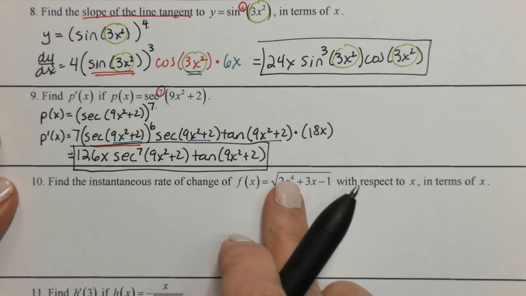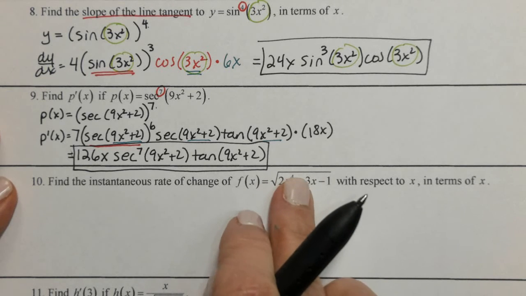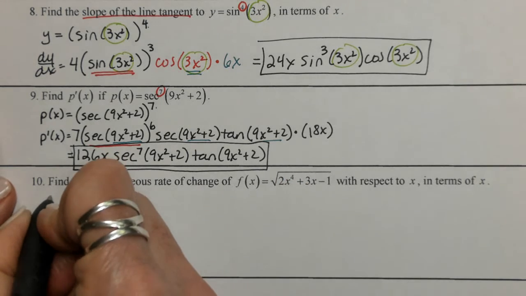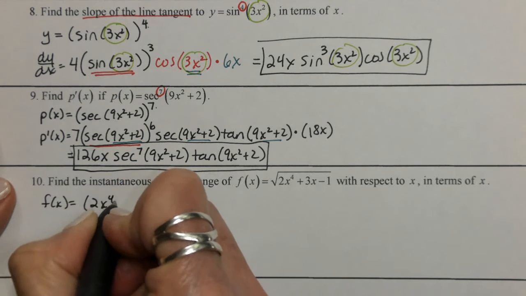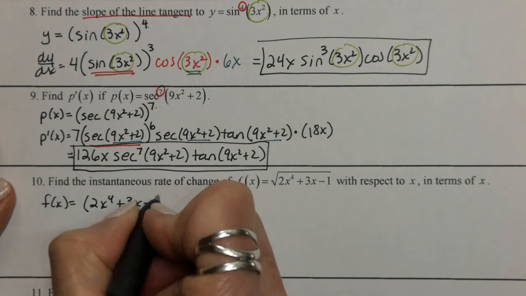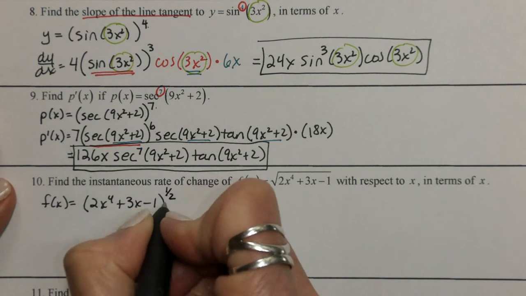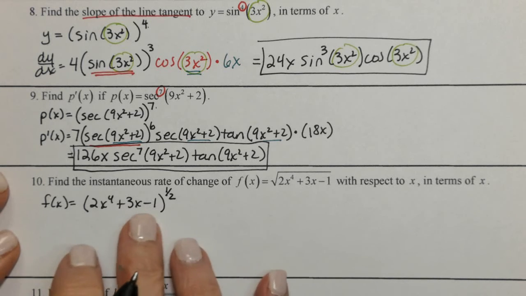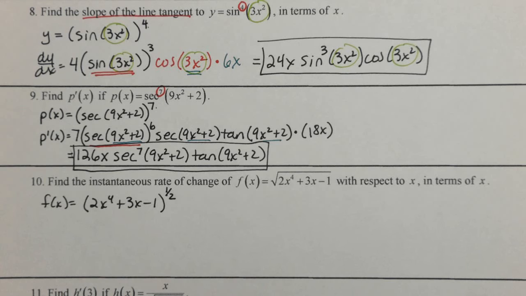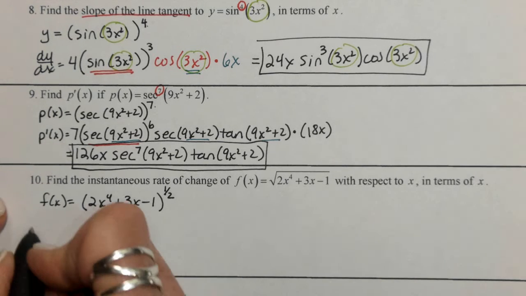Okay, well, I do need to rewrite this. This is a square root, so I need to rewrite that as 2x to the 4th plus 3x minus 1 all to the 1/2 power, because a square root is a power of 1/2. When you write it like this, it should become very clear that you're using the chain rule.